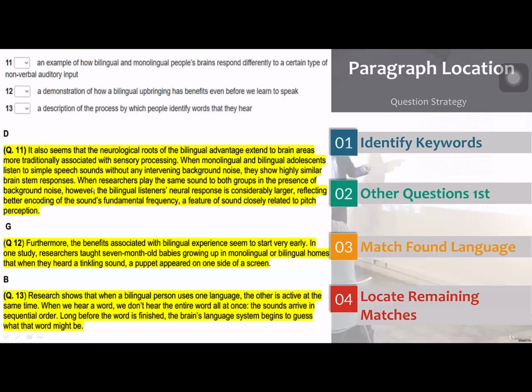But from the first 2 sentences, I can tell that this is where I'm going to find information about bilingual and monolingual, right? There would have to be another paragraph that's also talking about monolingual and bilingual for me to have to really go and search specifically where they're talking about difference, right? So I just wanted to point that out to you. Okay?